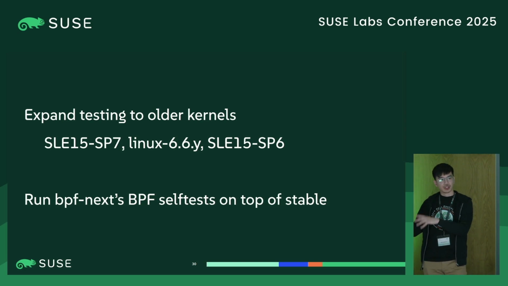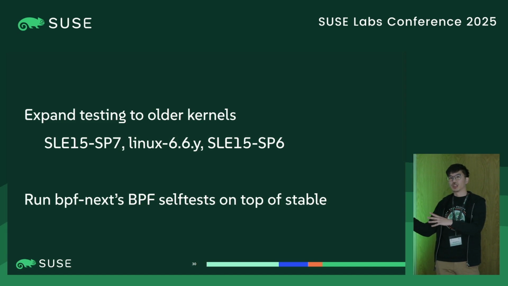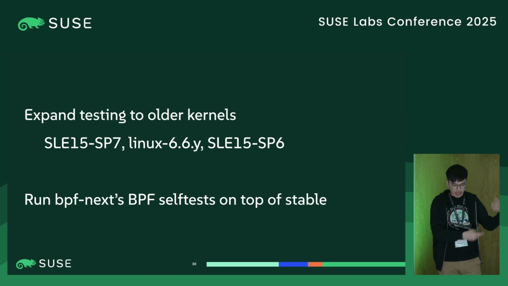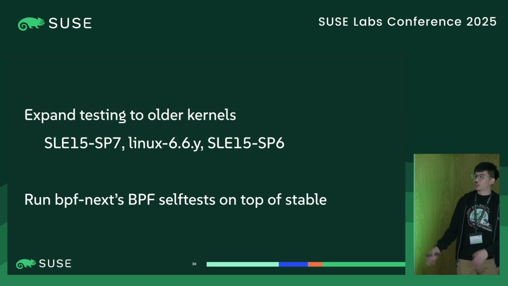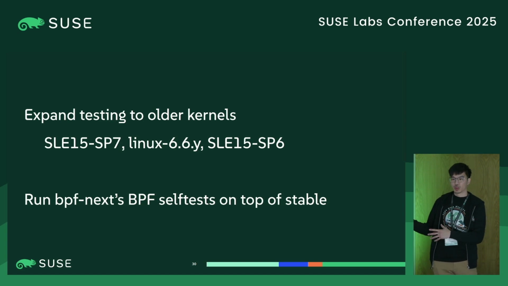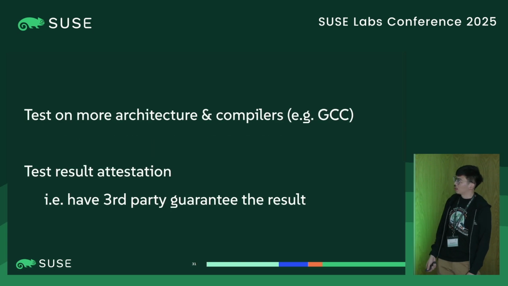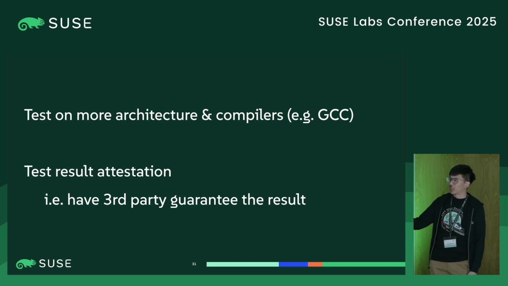But if it was done, and if I can determine which tests are for new features and which tests are actually testing bugs, then I should be able to figure out a lot more bugs that we have missed fixing. And the other thing is to try to test more architectures and compilers.